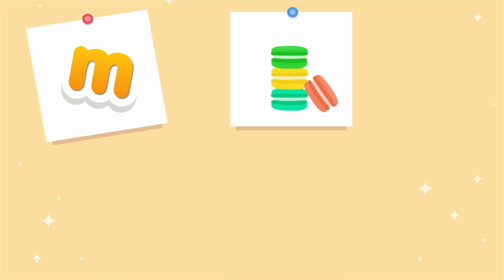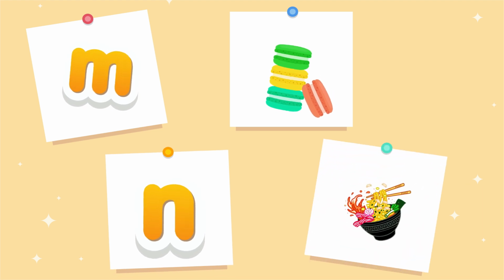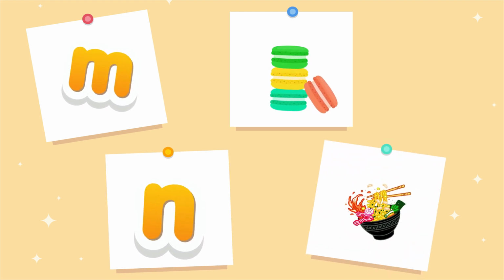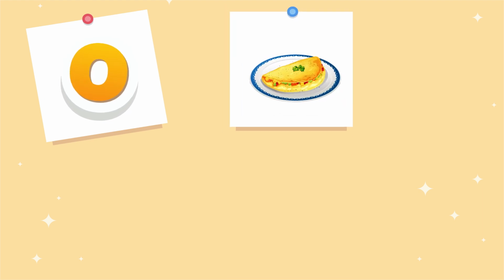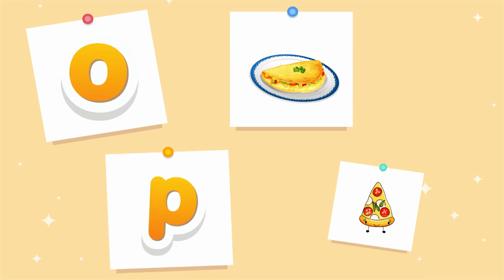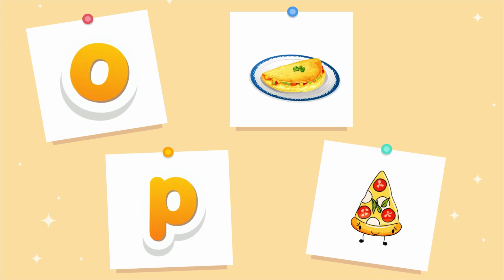M is for macaroons. N is for noodles. O is for omelet. P is for pizza.